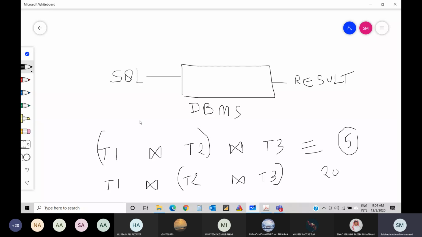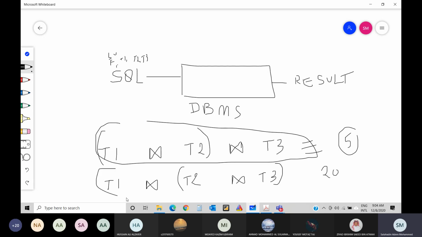So given a query like this, let's say my SQL is like select star from table 1, table 2, and table 3, and then write whatever the condition is, عشان يجيلك هذا. How do you think the DBMS will execute it? The DBMS will say, shall I execute it this way, or shall I execute it this way? Then he will say, okay, this way is fast, so I will do it this way.